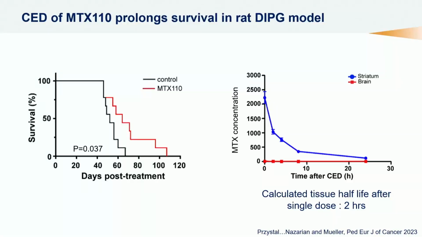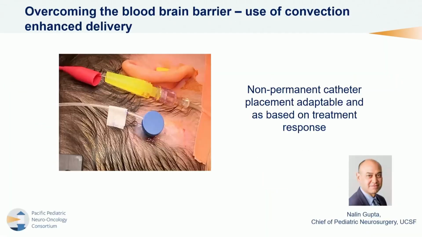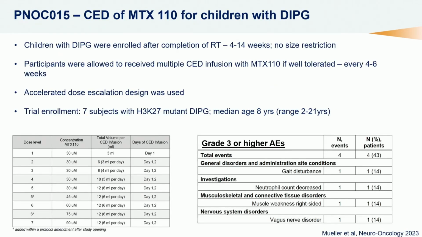And so what we put forward at UCSF as part of our PNOC trials was, in collaboration with Nalin Gupta, Chief of Pediatric Neurosurgery, we implanted, each time a child would come to the clinic, and receive a new procedure. We placed this tiny catheter directly into the brainstem, and then these children would come back every 4 to 6 weeks, depending on their recovery. And so this was PNOC 15 that has recently been published.